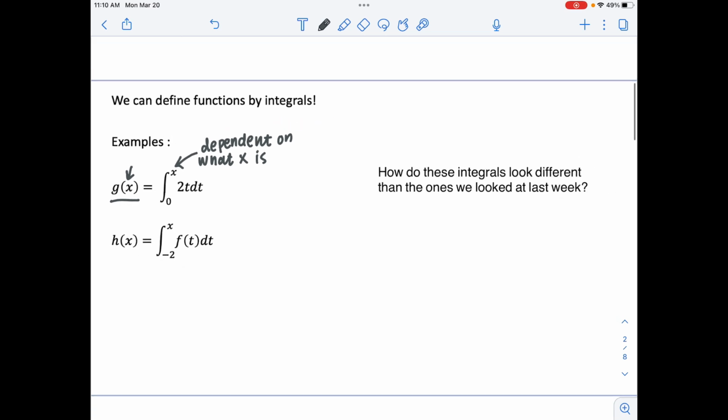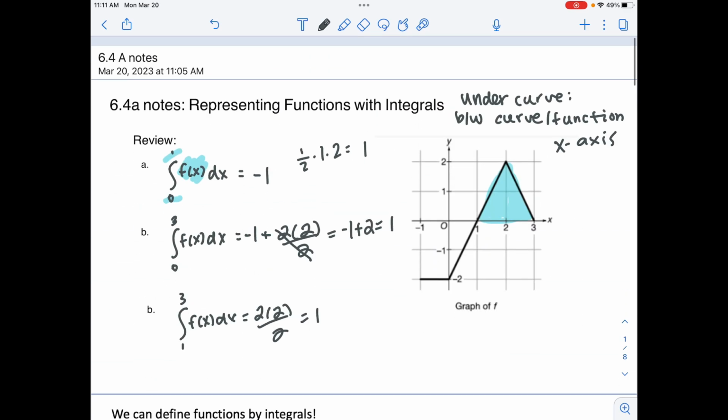And so I wrote down here, how do these integrals look different than the ones we looked at last week? Go ahead and pause this video and think for a second, how do these integrals that I'm looking at right now look different from what we did this week, even on this page right here?